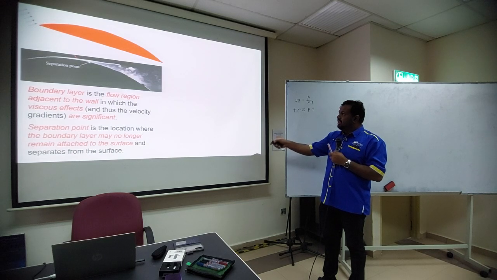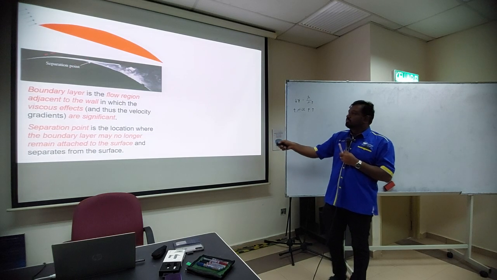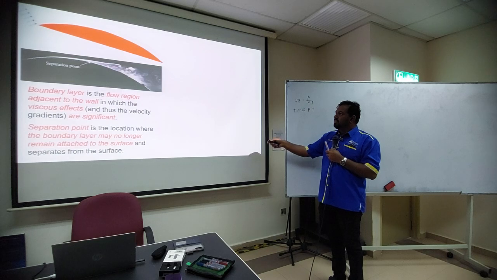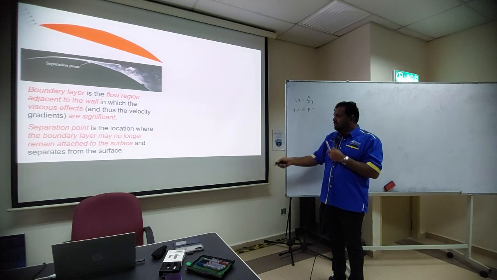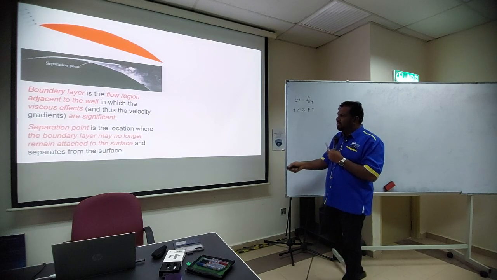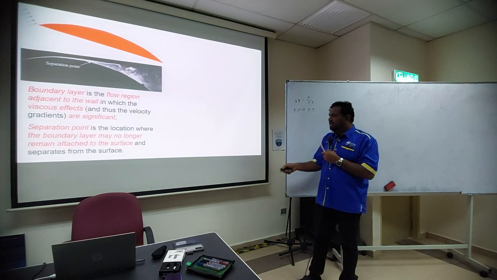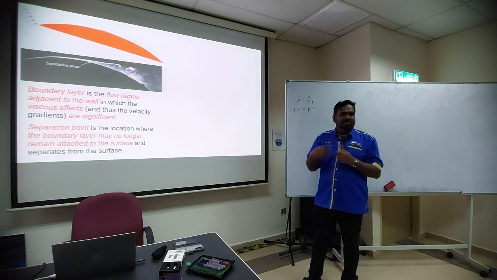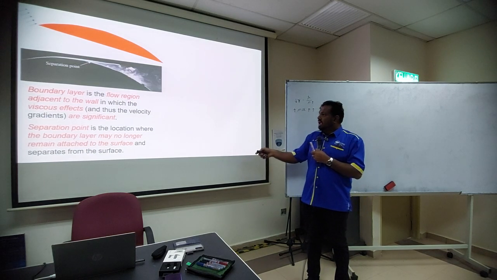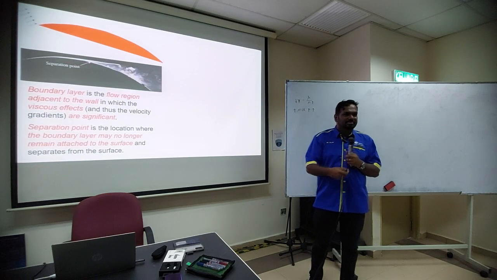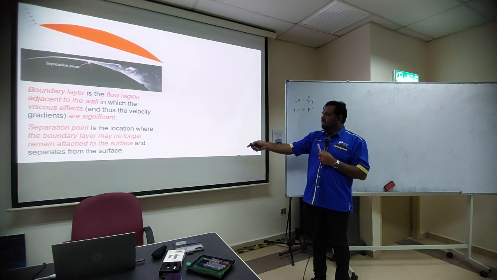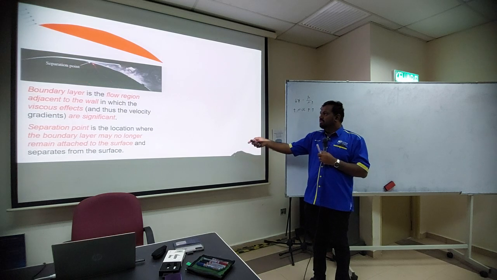So we can see there will be a point where the no slip condition will happen. After some time, there will be a separation point, where the fluid will start to take over. The separation point is the location where the boundary layer may no longer remain attached to the surface. Earlier it was attached to the surface because of the no slip condition. After some time, it will reach a point where it cannot really stop, so it needs to move. Then the separation will happen at the separation point.